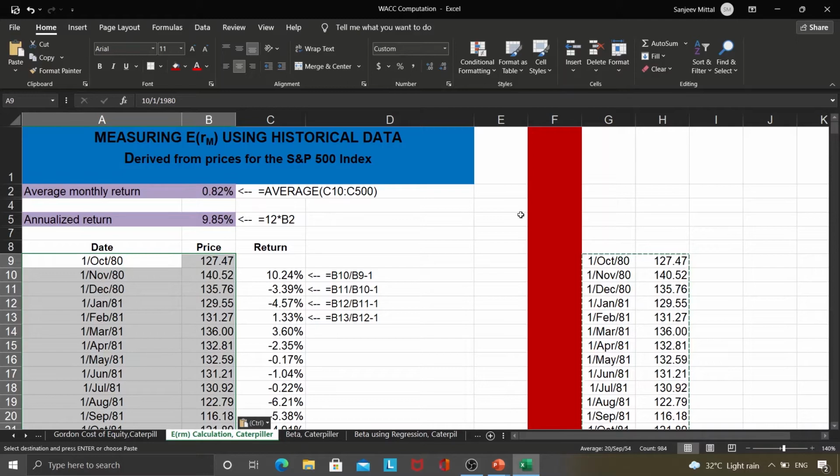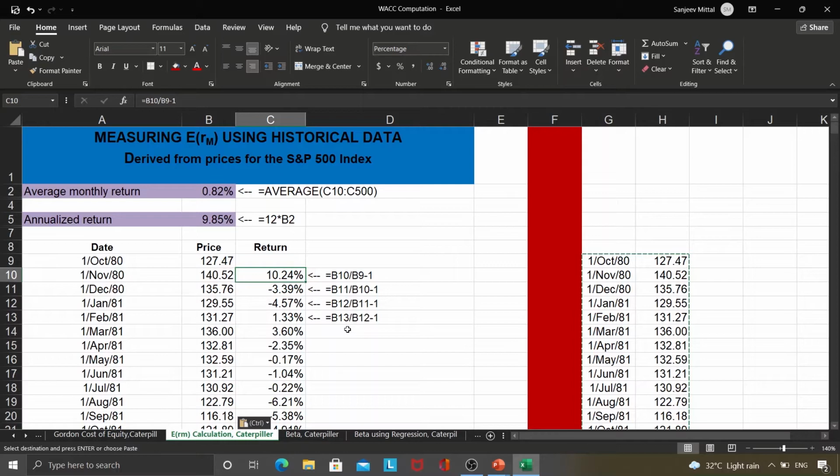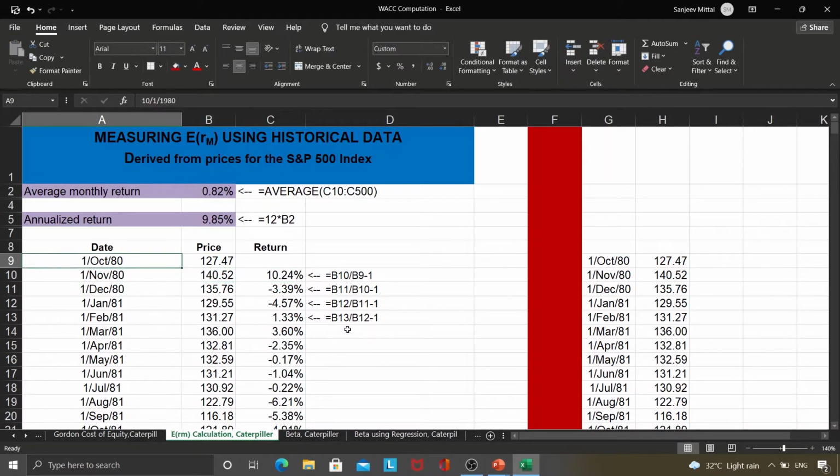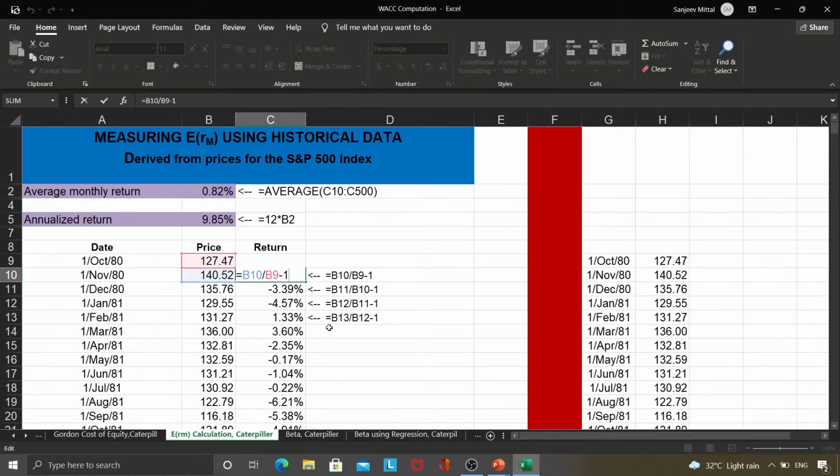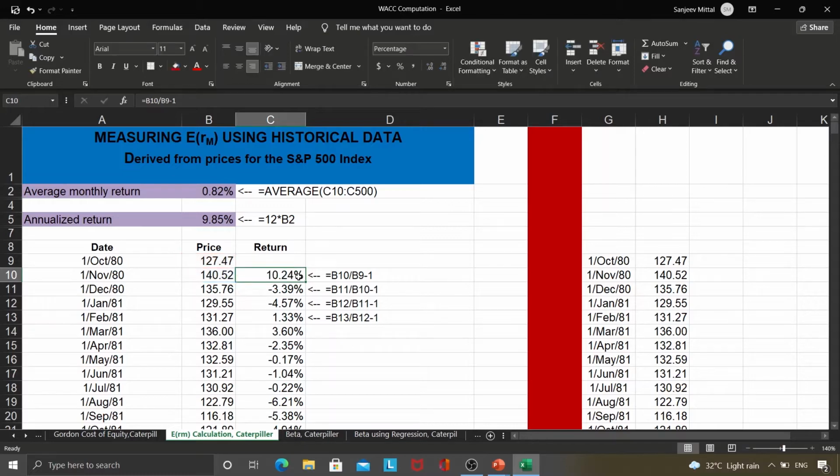Now, we shall try to interpret our results, and based upon that interpretation, we will get our expected return on market, which is ERM. This number is representing that on October 1st, the price of the S&P 500 was 127.47, and on 1st November 1980 it became 140. So how much percentage increase was there in 1 month? You can simply say it was a 10.24% increase.